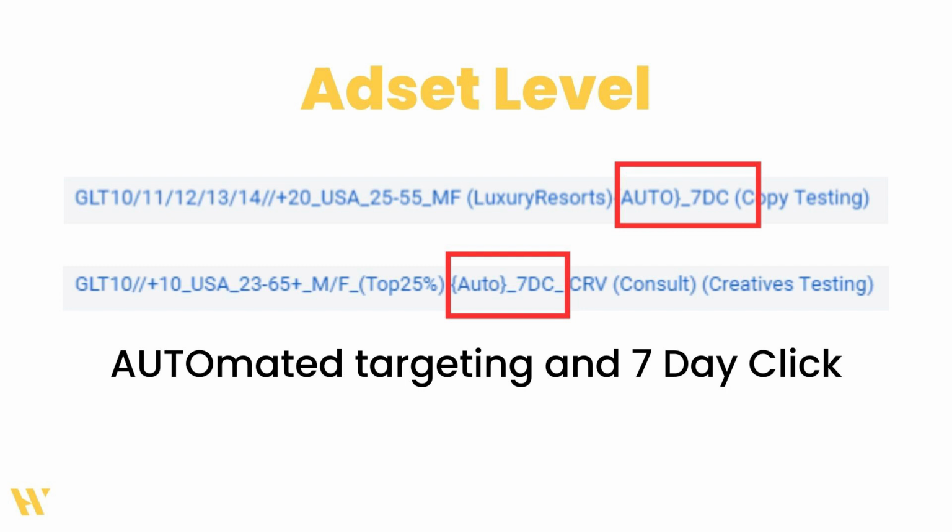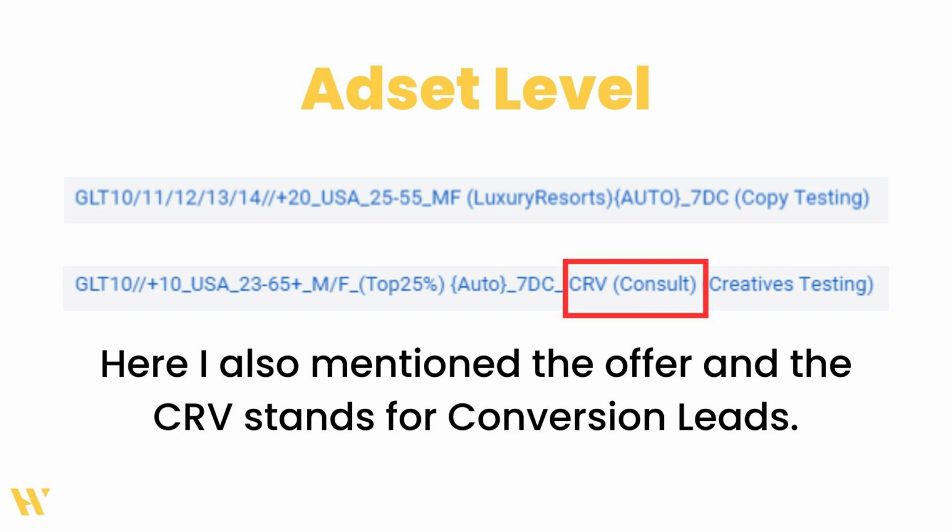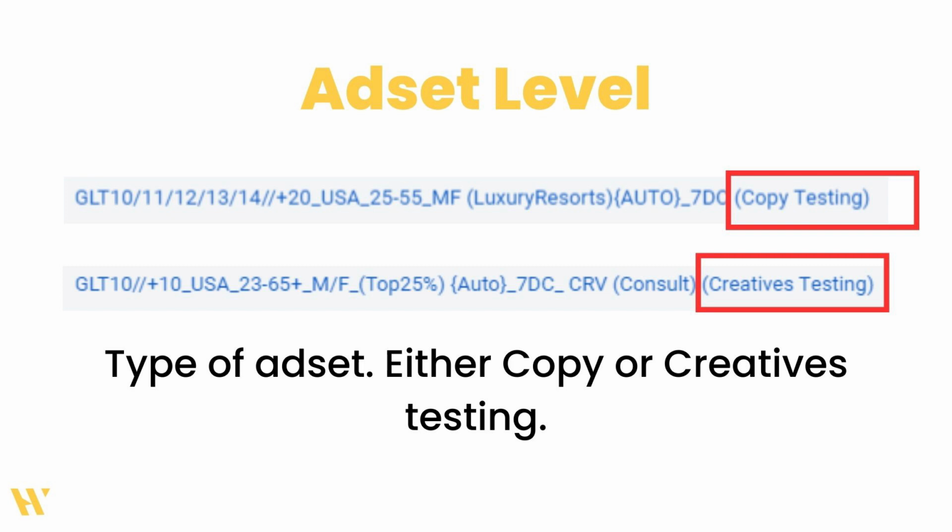So usually I start my campaign with automated targeting, and after a few days I check which platform gives me the most results, but usually it's Facebook and Instagram feed. And here we also mention the offer, the CRV, which stands for conversion leads. So this will guarantee higher quality leads for you. And then again, we have a copy testing and a creative testing ad set.